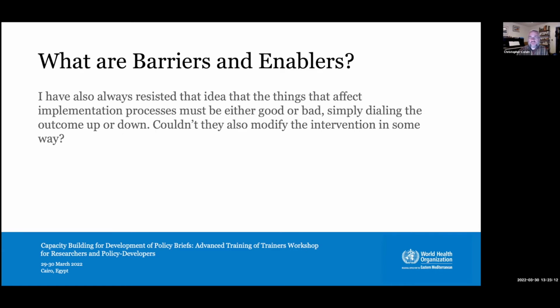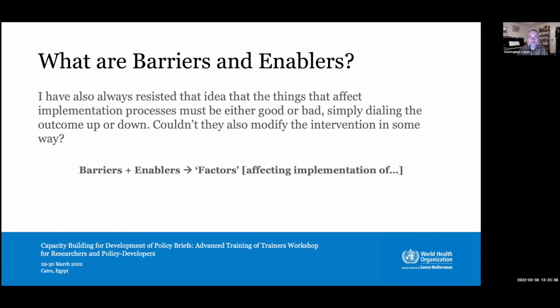I've also always resisted the idea that things that affect the implementation process must either be good or bad, either a barrier or an enabler, simply dialing the outcome up or down somehow. Couldn't they also modify the intervention in some way? So all change doesn't necessarily need to be framed as either an obstacle or an accelerator.